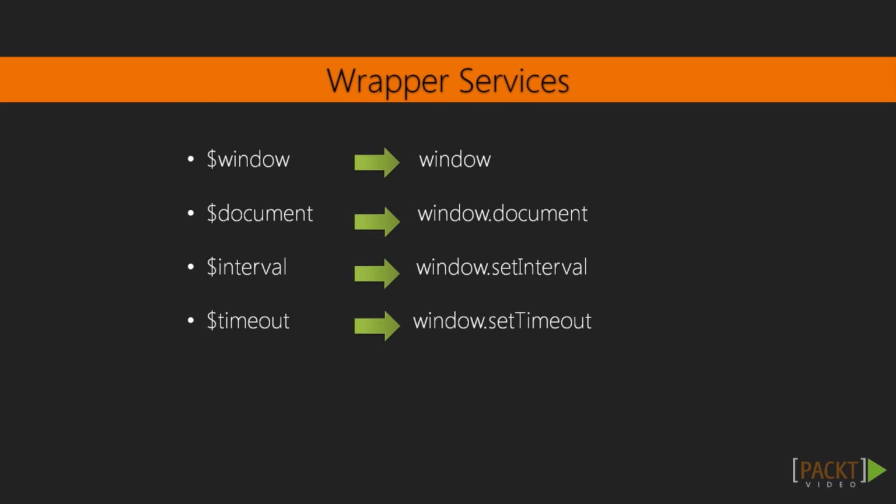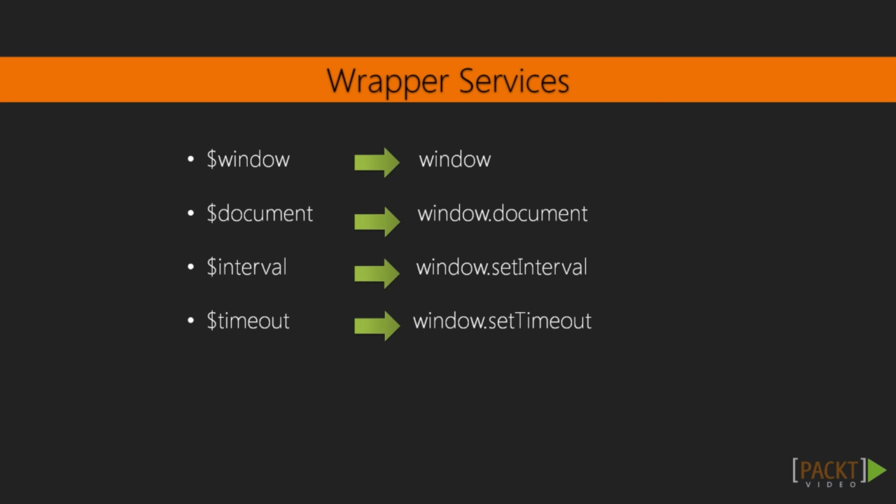First, we have the $window service, which is a direct reference to the browser window object. The same goes for the window.document object. The $document gives us a direct reference to it so we can access the document properties. Then we have the $interval and $timeout that are a reference to window.setInterval and window.setTimeout methods respectively. They work in a similar fashion to their global counterparts.